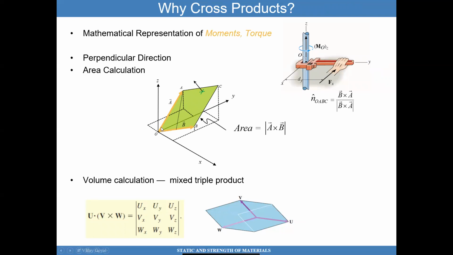We can also use it for area calculations. If you have a vector A and a vector B, I can calculate this area by taking the cross product of A and B. You can also use it for a volume calculation, which involves a mixed triple product. In this case, the cross product of V and W gives you that area, and the dot product of that with this vector U, and I'll define what a dot product is coming up, will give you the volume of this geometry.